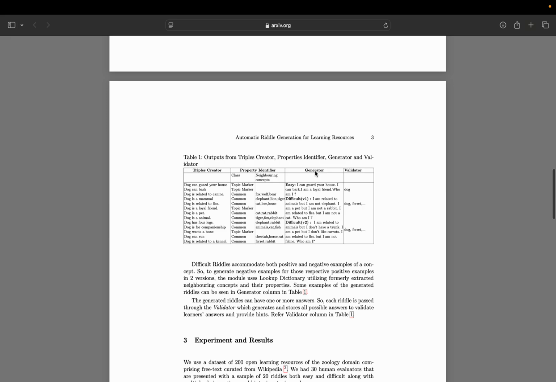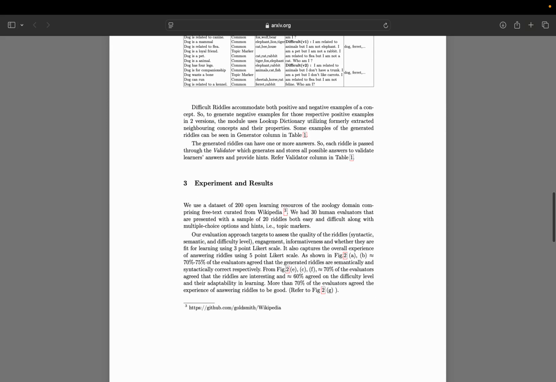triples are passed to the generator module to generate easy and difficult riddles. Later, the validator module captures all possible answers to these riddles. This way we generate a lot of riddles for each concept.